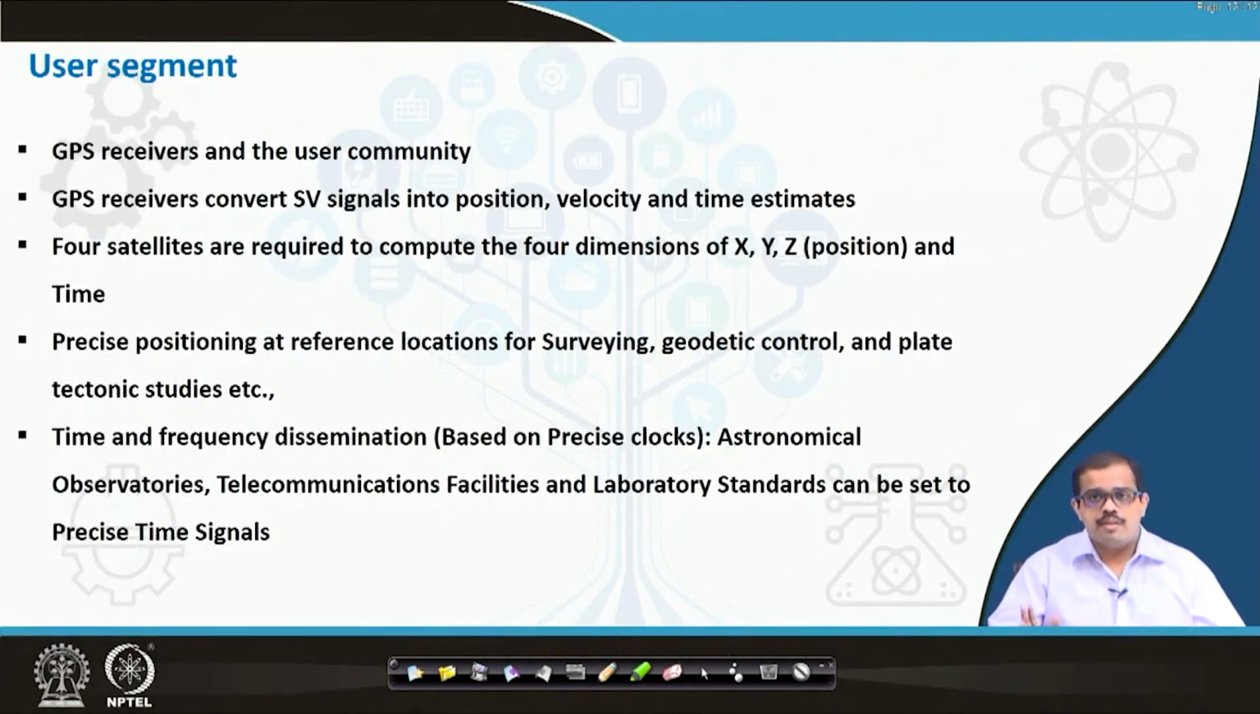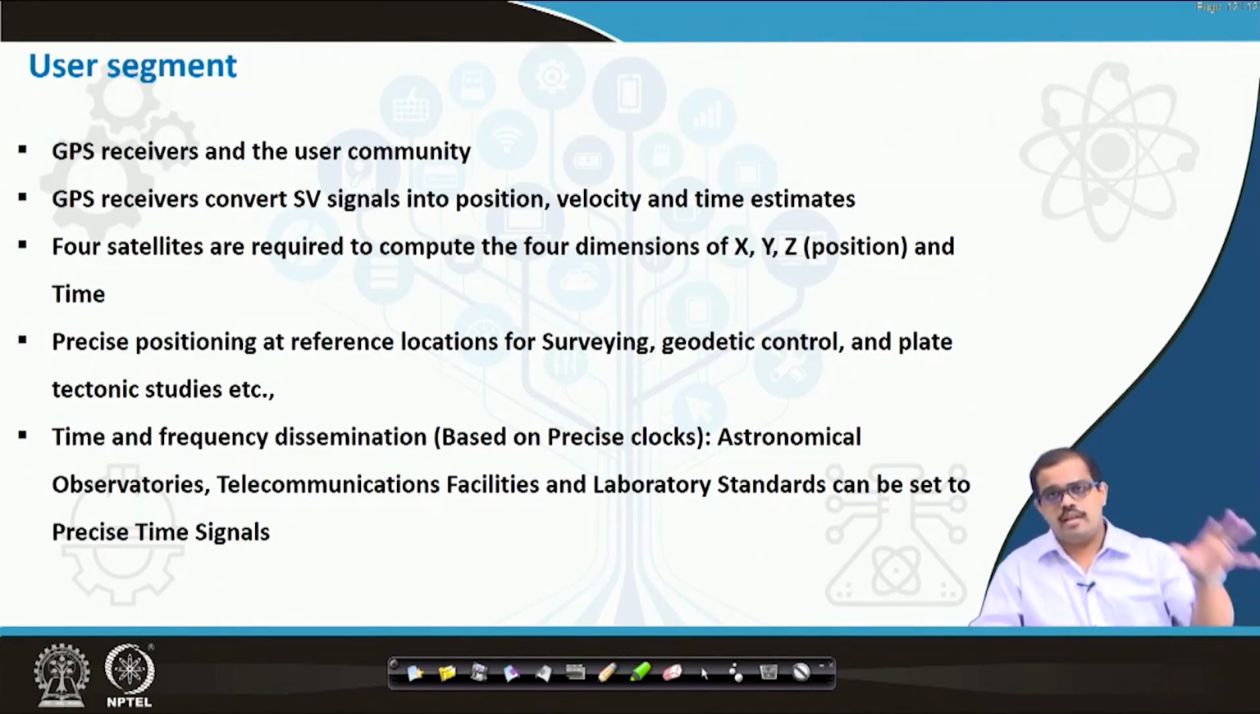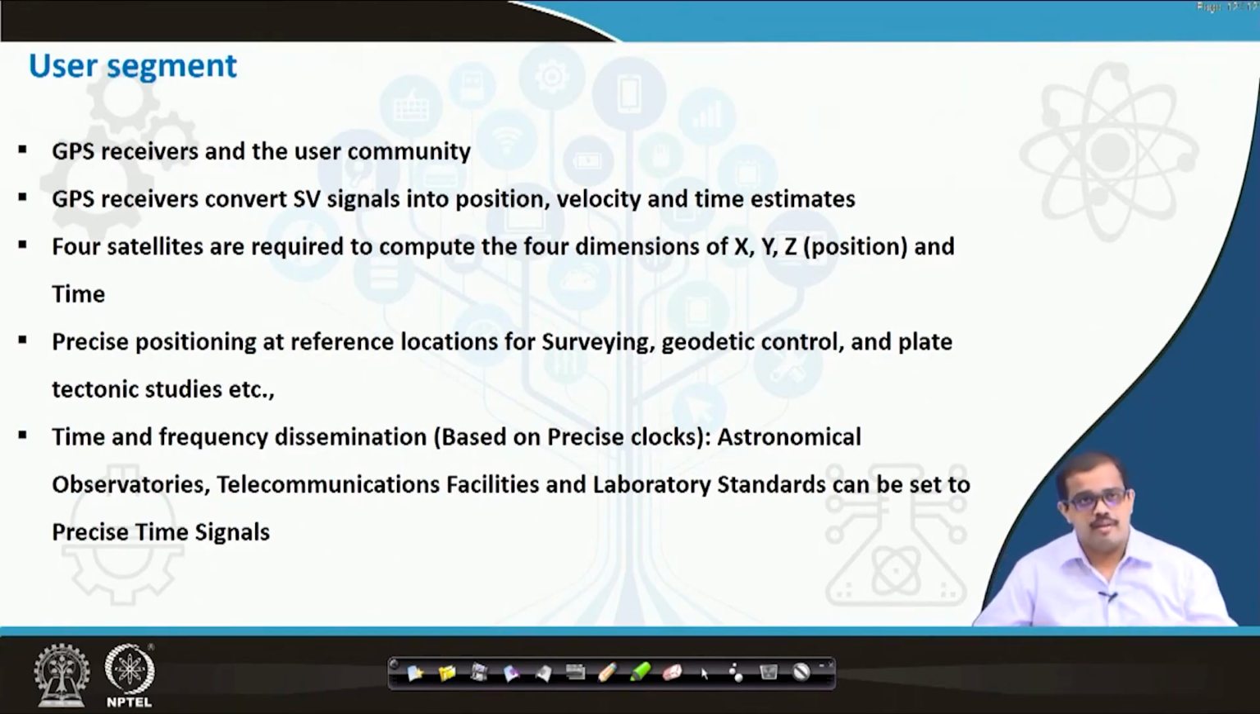Then the third segment that we would see: the space segment is first, the control segment is next. Now you have sent the corrected signal back to the satellite again. The one that receives those corrected signals is the user, or the user segment. GPS receivers and the user community are part of this particular segment. GPS receivers convert the satellite vehicle signals into position, velocity and time estimates. 4 satellites are required to compute the 4 dimensions of x, y, z and time.